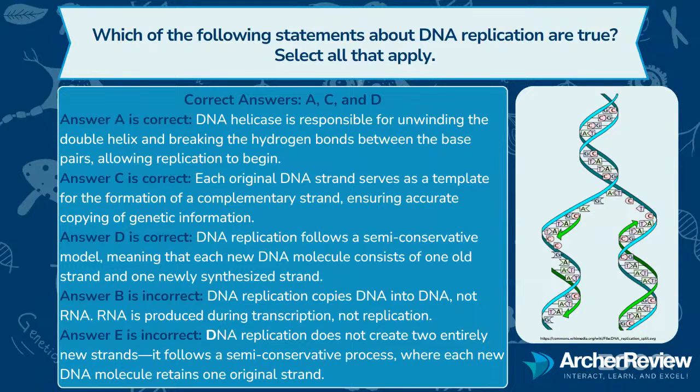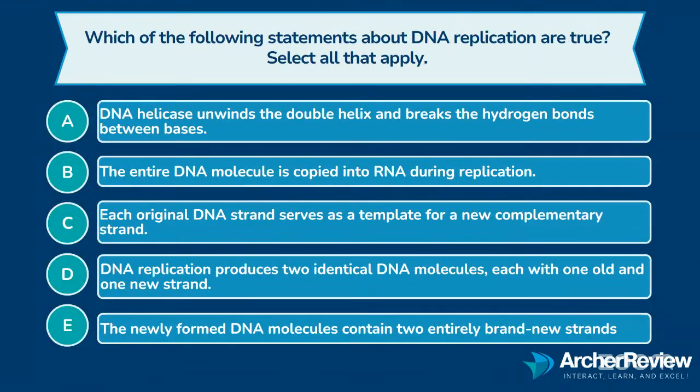All right, how'd you do? A, C, and D are our correct answers. Now let's take a look at our question and check out why that is. A, DNA helicase unwinds the double helix and breaks the hydrogen bonds between bases. That essentially is our first step, right? That is our very first step of this process.